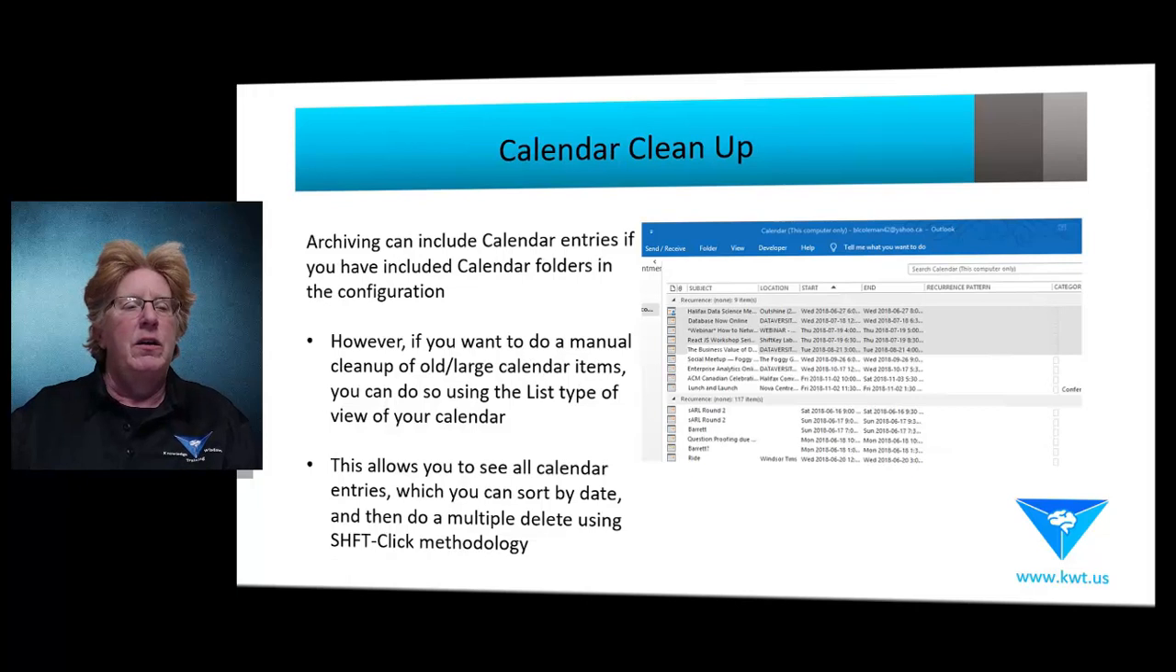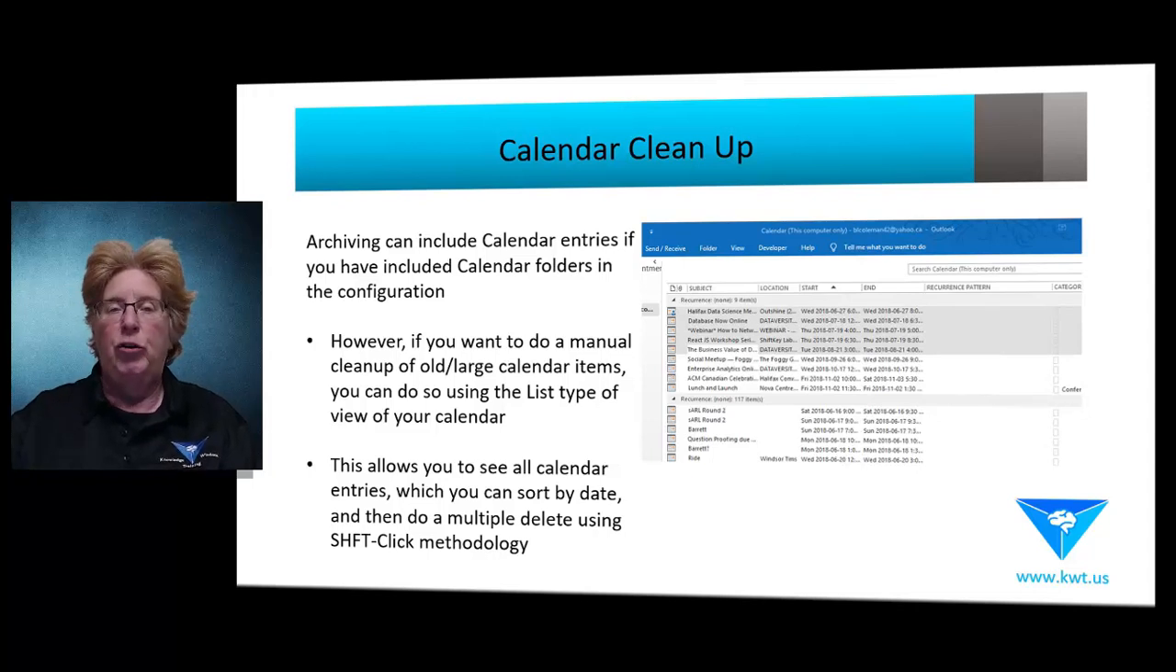Now, calendar entries can be made part of the archiving process. But there are times when you want to do a manual cleanup of your calendar as well. And you can do this fairly easily by going to your calendar, selecting a list type view, and sort it by date. You can then select multiple older calendar entries using Control-Click and delete them en masse.